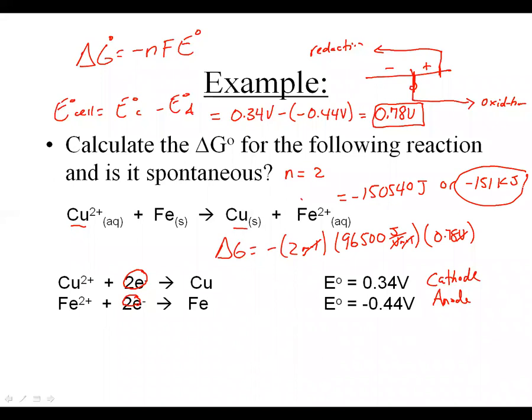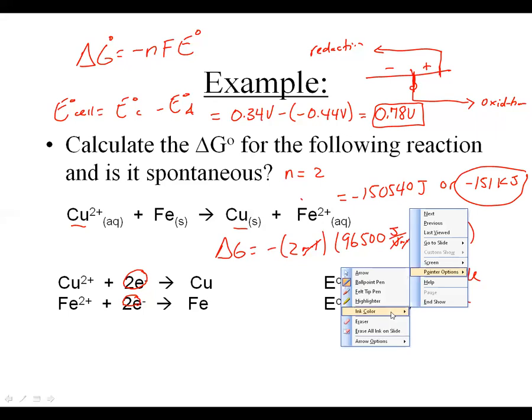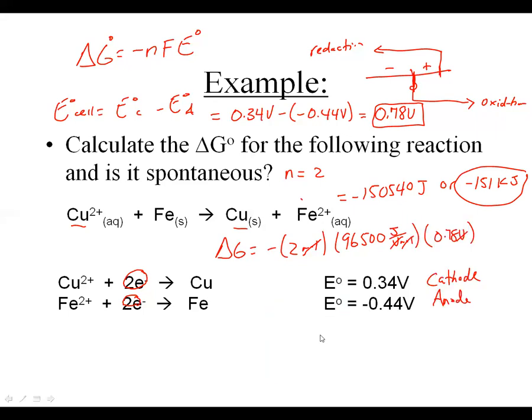We know that this reaction should be spontaneous for a couple of reasons. Truthfully, we knew it was a spontaneous reaction right about here because we got a positive E of the cell. And as we can see as well, we got a negative delta G. Both of those things mean it is definitely spontaneous under these conditions. Any questions on any part of that calculation there? Okay.